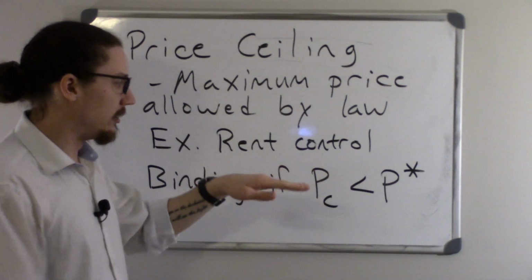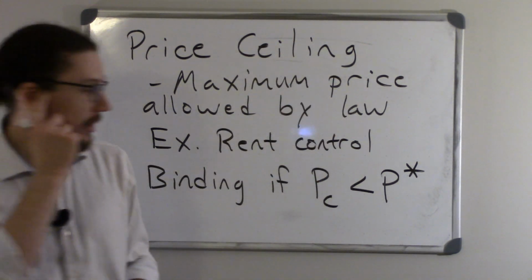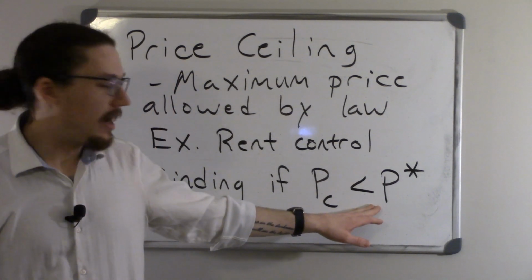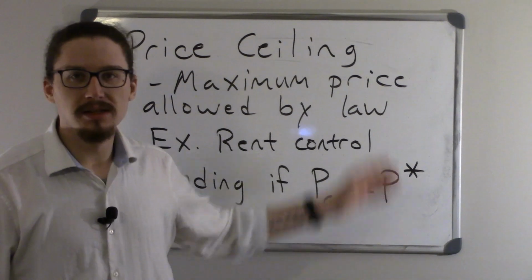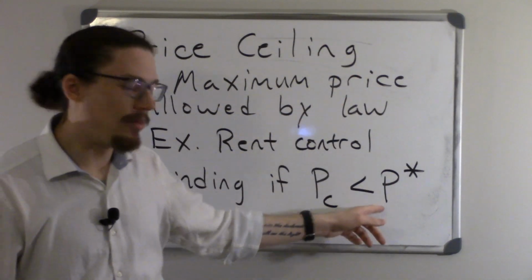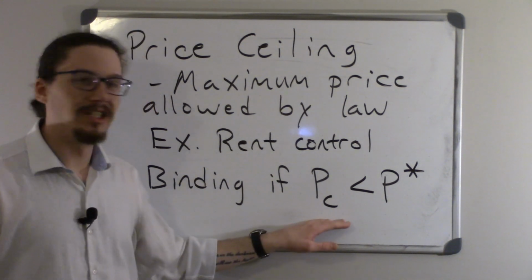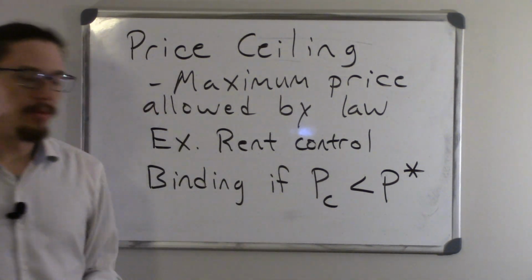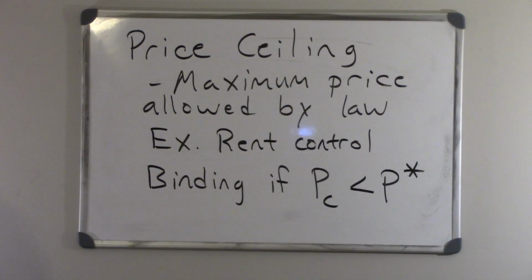We'll have a graph later on and we can see this a little bit better, but again, if the price ceiling is above the price, then you're not going to hit the ceiling. You're going to stop at the equilibrium price. So it only actually has an effect if the price ceiling is less than the equilibrium price. All right, so that is a price ceiling.